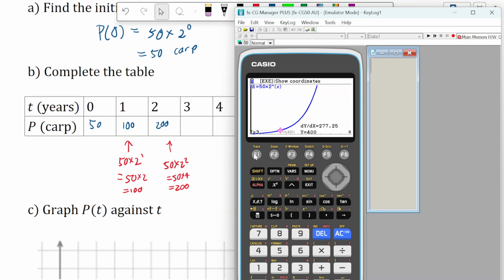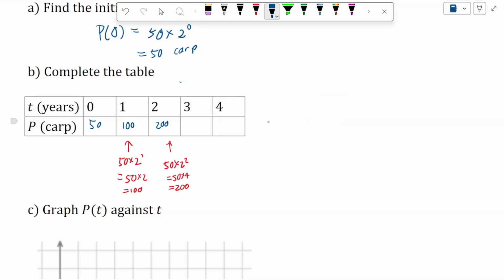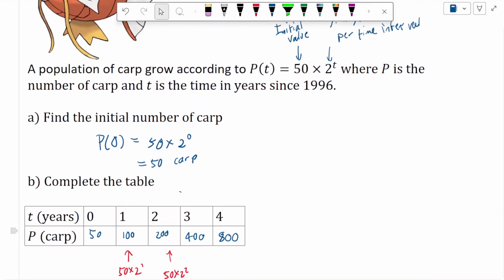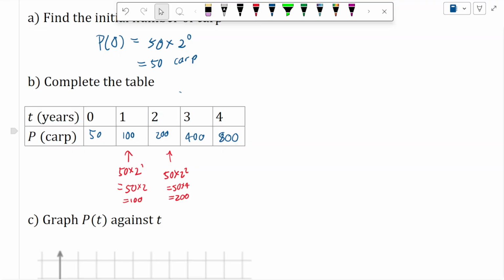So you can actually just keep tracing. So trace at 3 would be 400. Now I know you can probably see already that it's just doubling, so it's easy enough to work out the number. When these numbers are a bit messier, it's not super easy to do that.